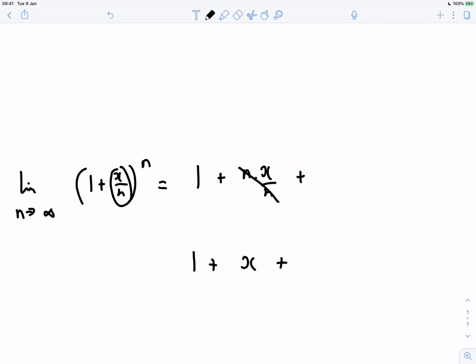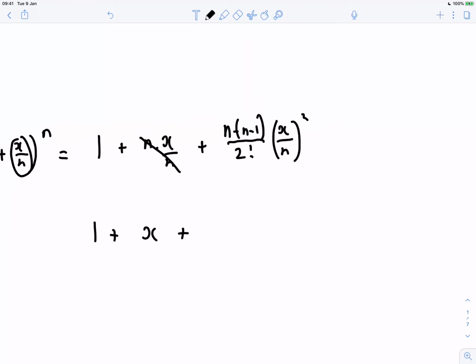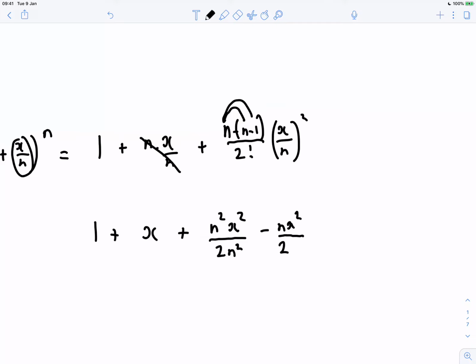next term, n choose 2, which is n times by n minus 1 over 2 factorial, times by x over n all squared. Now let's deal with that. I'm going to have an n times n, which is n squared, times by the x squared over 2 factorial n squared. And then I'll have n times minus 1, which is minus n, times by the x squared over 2 factorial times n squared. If I tidy this up, the n squareds cancel here and here. The n will cancel that n squared somewhat, and we've got the next term.